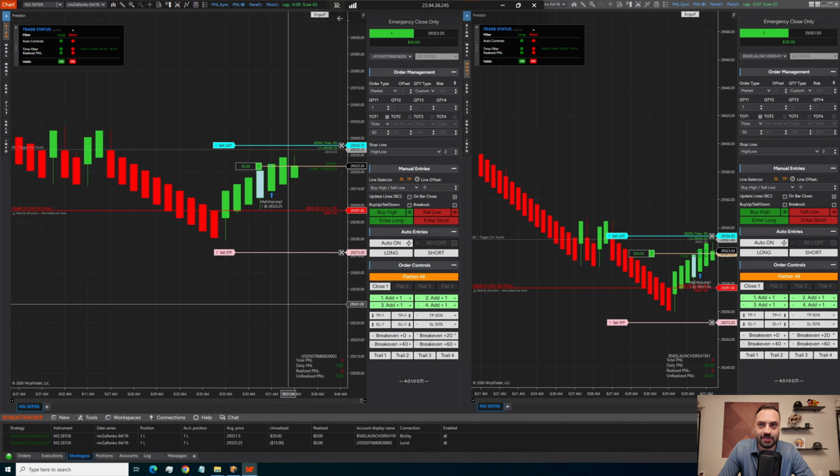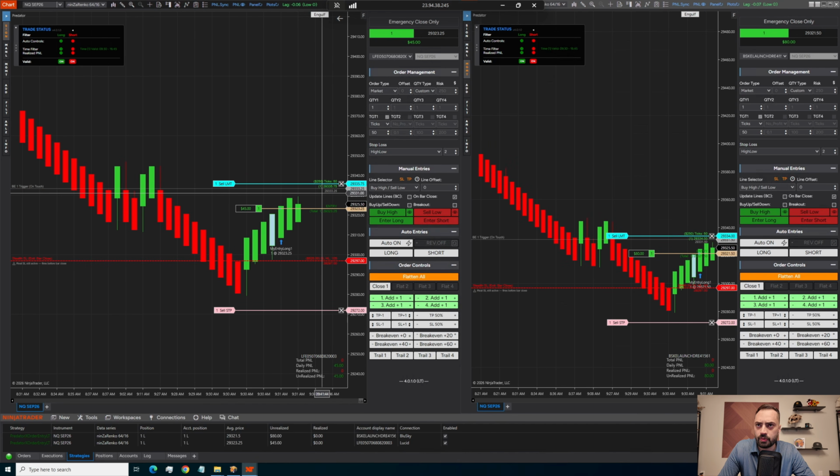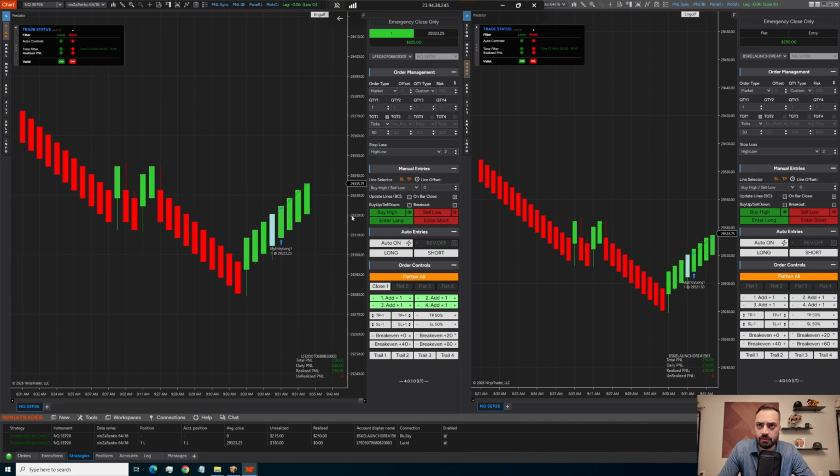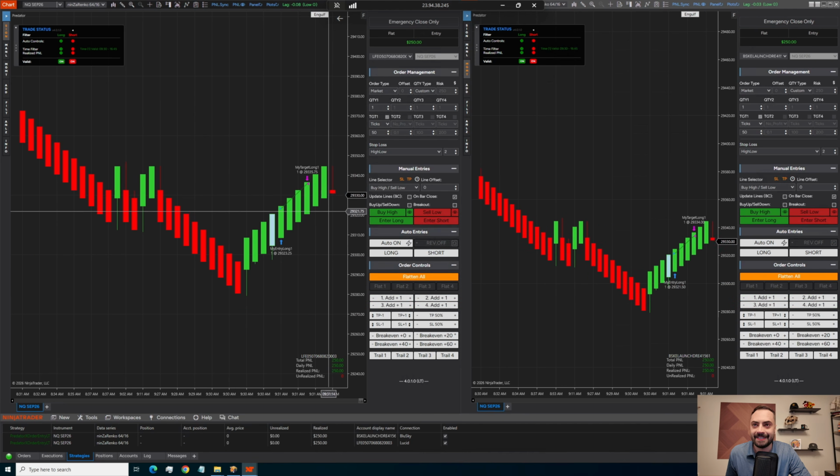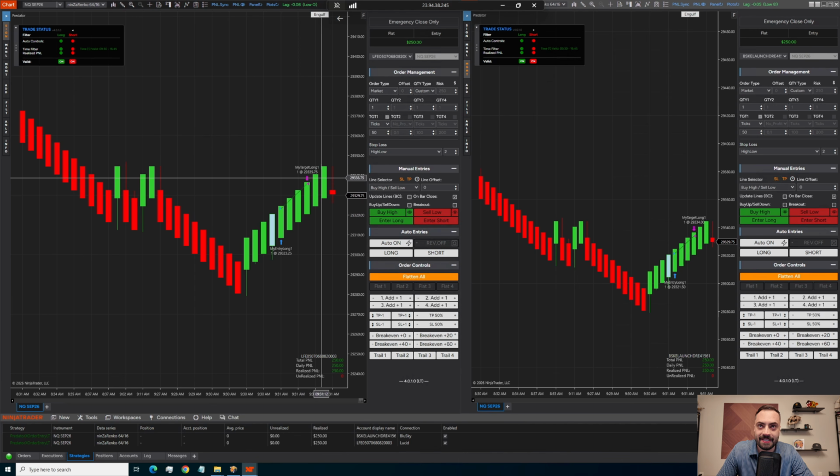Looks like we just got into a trade here. Once we reach 40 ticks into target, we go to break even. Didn't need it today. We went right to our 50 tick profit target. That's $250 for the day.